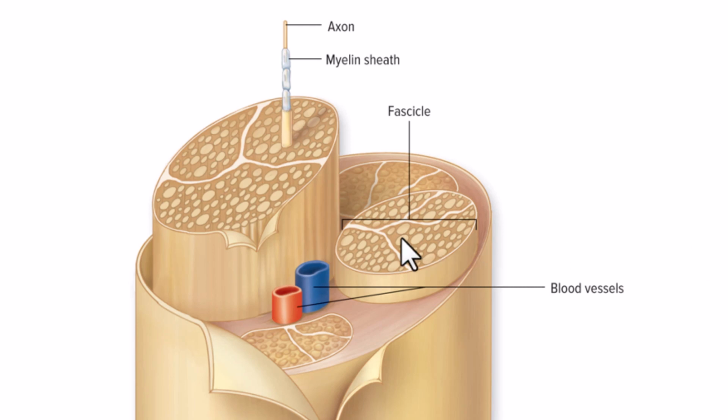Then we have a fascicle, which you can see has multiple different axons in there. Then they run parallel with the blood vessels.